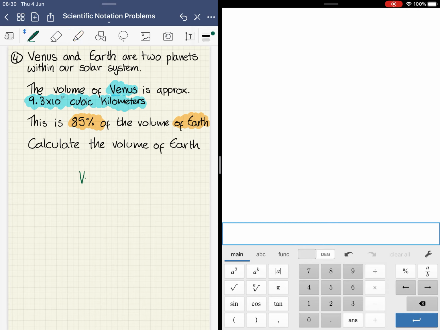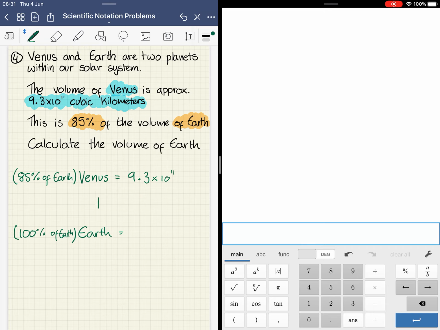Okay, so first writing out what I know. So Venus equals 9.3 times 10 to the 11. And the thing that we're trying to figure out is what Earth's volume is. We are told that Venus is 85% of the volume of Earth. And Earth would be 100% of Earth, because Earth is that sort of final, Earth is all Earth. We know that for sure. And what we've got here, we've actually got a reverse percentage that has been mixed into a scientific notation problem.